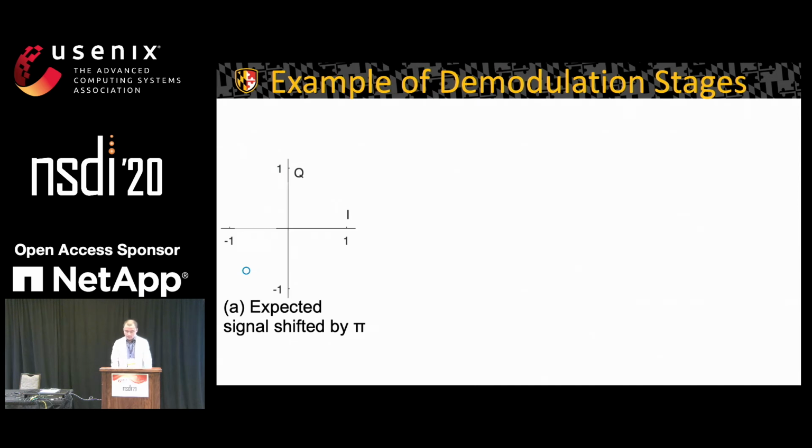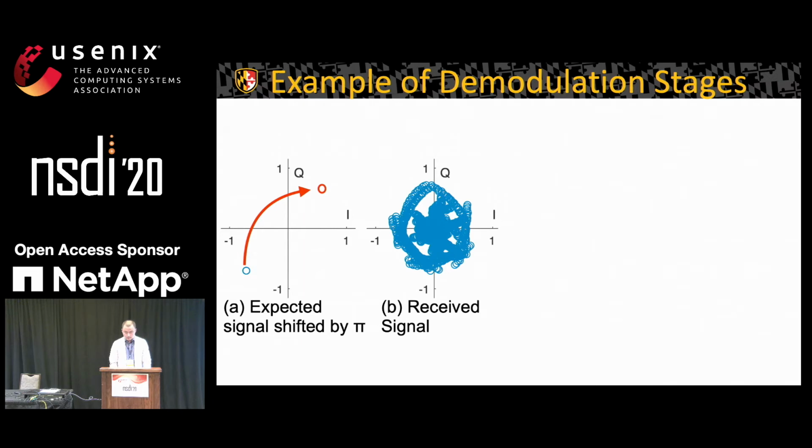Here is an example. The blue circles in the IQ values are the ambient signals. The red circles are the expected signals shifted by pi by the backscatter. Figure B shows a received signal without equalization. We can observe that the circles are rotating. It is caused by channel interference.